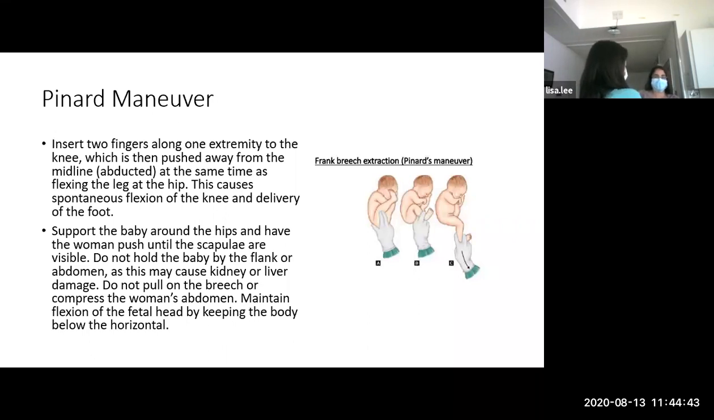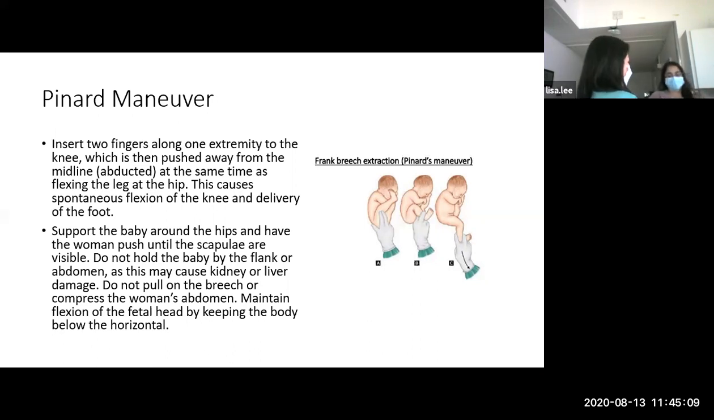So you're reaching up, and you want to make sure you're not externally rotating so much that you're going to dislocate the hip. But similar to the posterior arm, when you're pushing in the antecubital fossa of the posterior arm to pop the hand up so you can deliver. That's kind of similar. Okay.